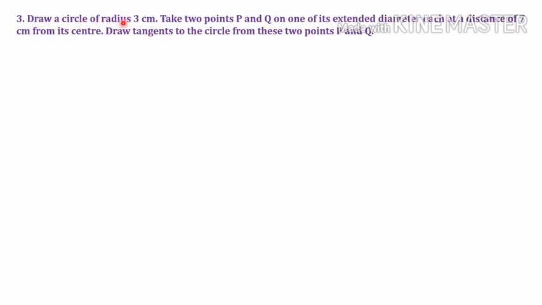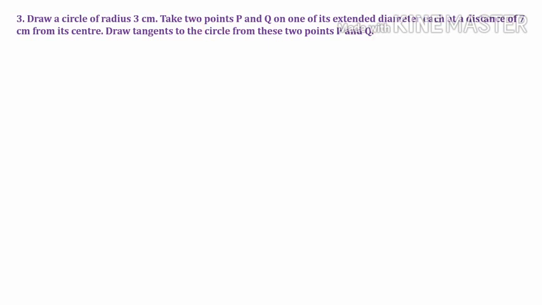Draw a circle of radius 3 cm. First of all, you have to draw a circle with radius 3 cm. Then we have to take 2 points P and Q. P and Q we have to take 2 points on one of its extended diameter. Extended diameter in the sense, diameter, you know that it is a chord passing through the center of the circle.